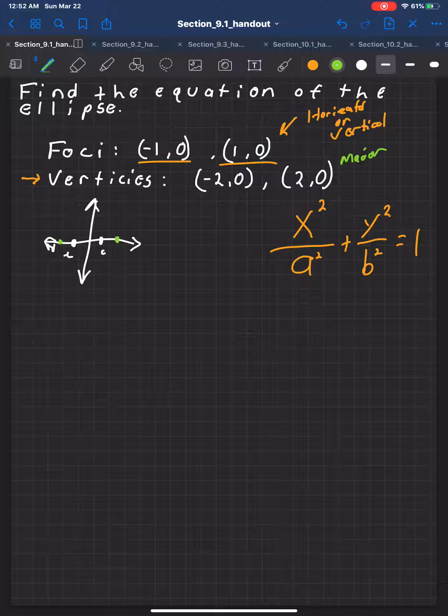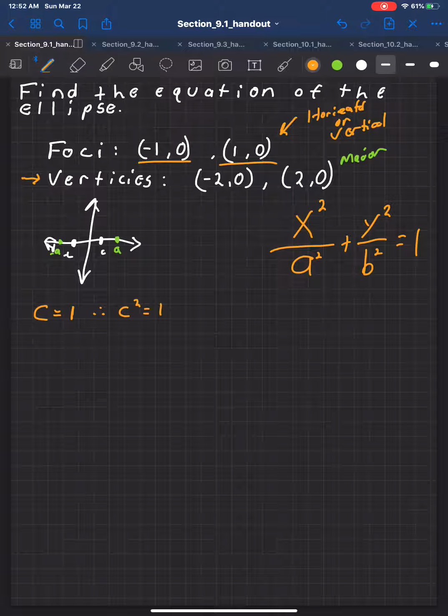That means if they're on the major axis, that this is the A and this is the negative A. All right, now we're getting somewhere. So let's you and I agree that in this case, let's start with focal points. C is equal to 1, right? So if I start at the center, I go 1 to the right, 1 to the left. So C is equal to 1. Therefore, C squared is also equal to 1.